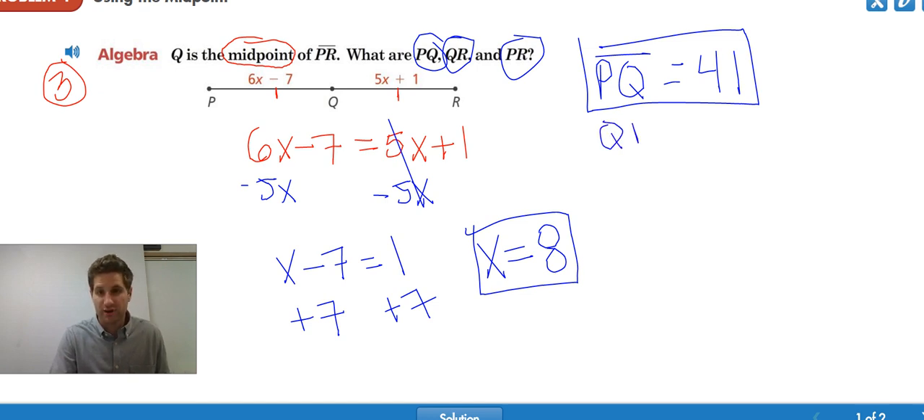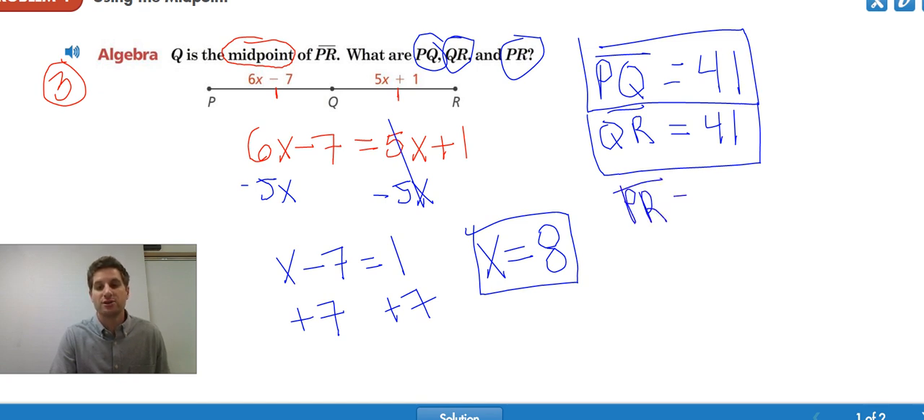This is good news for us, right? If they weren't both 41, would these be congruent segments? No, and we treat them as congruent segments. Add those two together, and our full length should be 82. Okay?